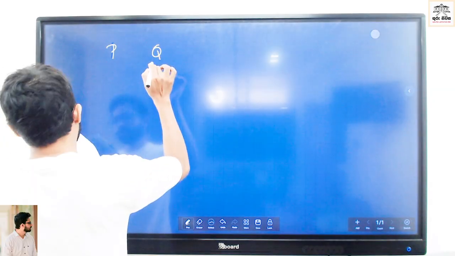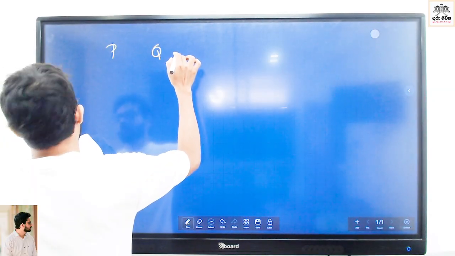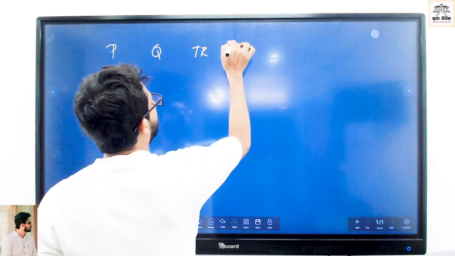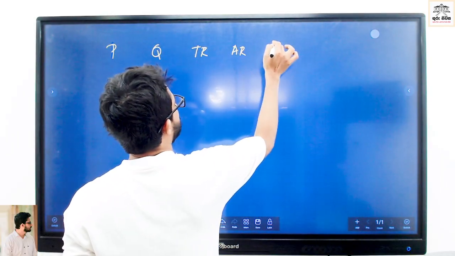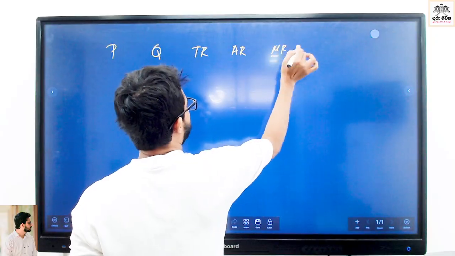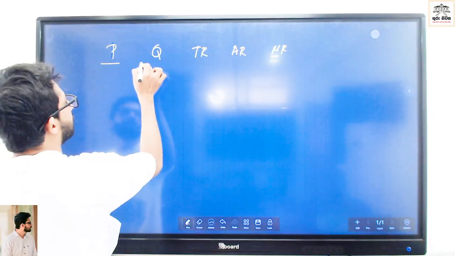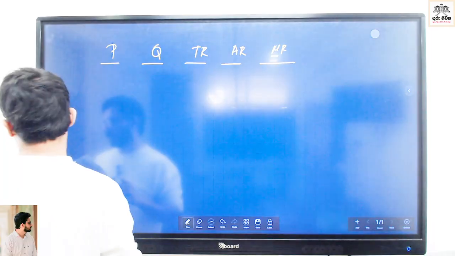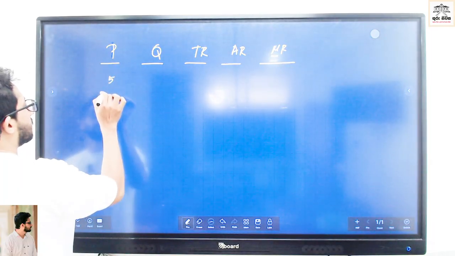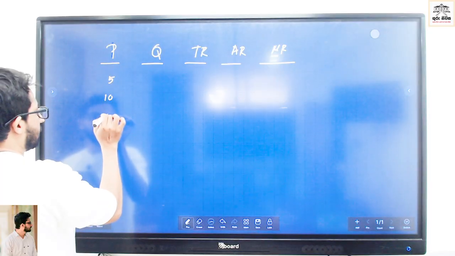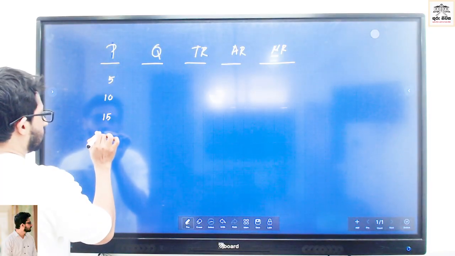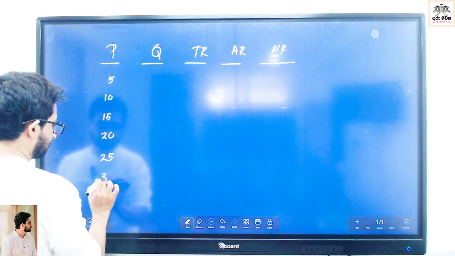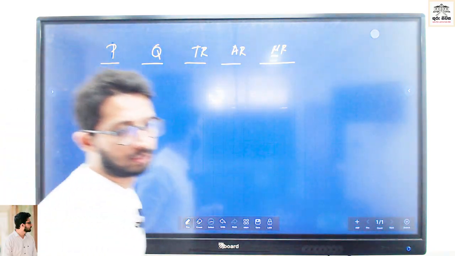price, quantity, total revenue, average revenue, and marginal revenue. So the prices are 5, 10, 15, 20, 25, and 30. These are the prices given, right?